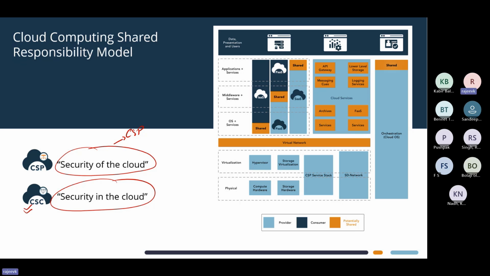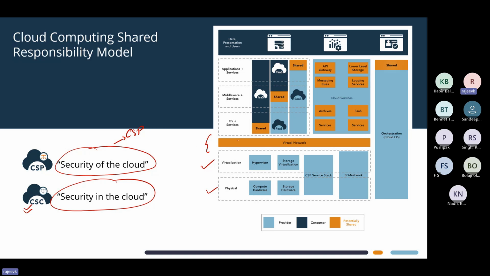Now this picture at a high level defines what exactly the responsibility of the provider and the consumer is. The color is already given there: physical infrastructure is always managed by the provider. Virtualization is always secured by the provider. Potentially, the network can be shared between consumer and provider, depending on which service model you are using.